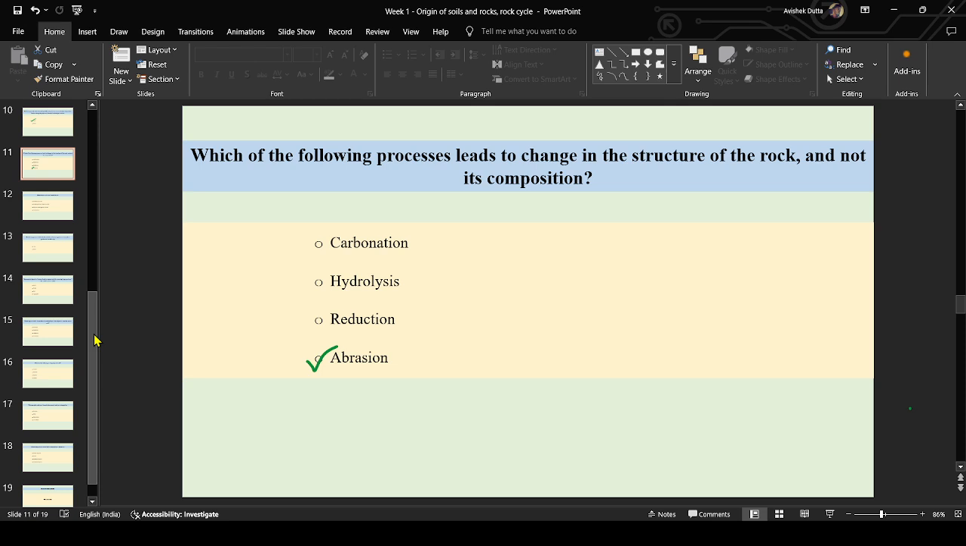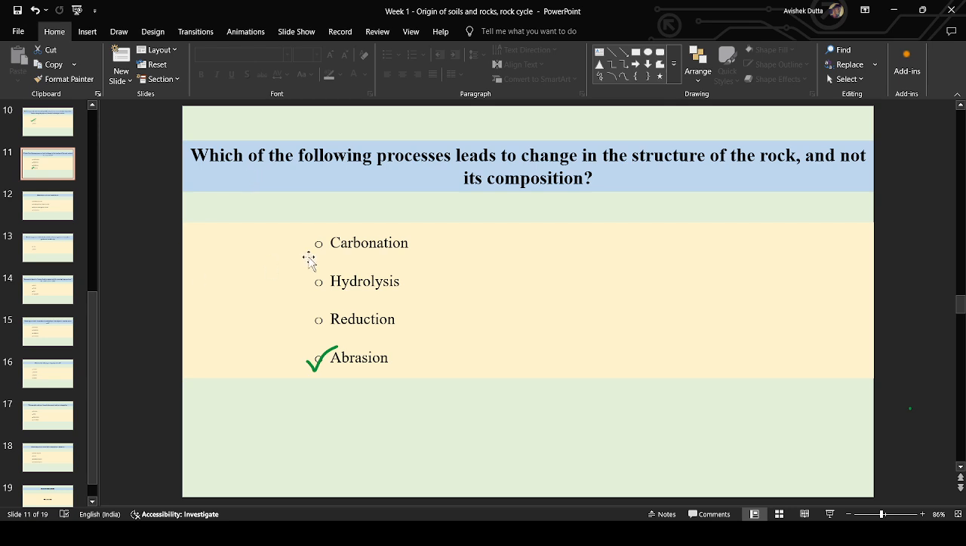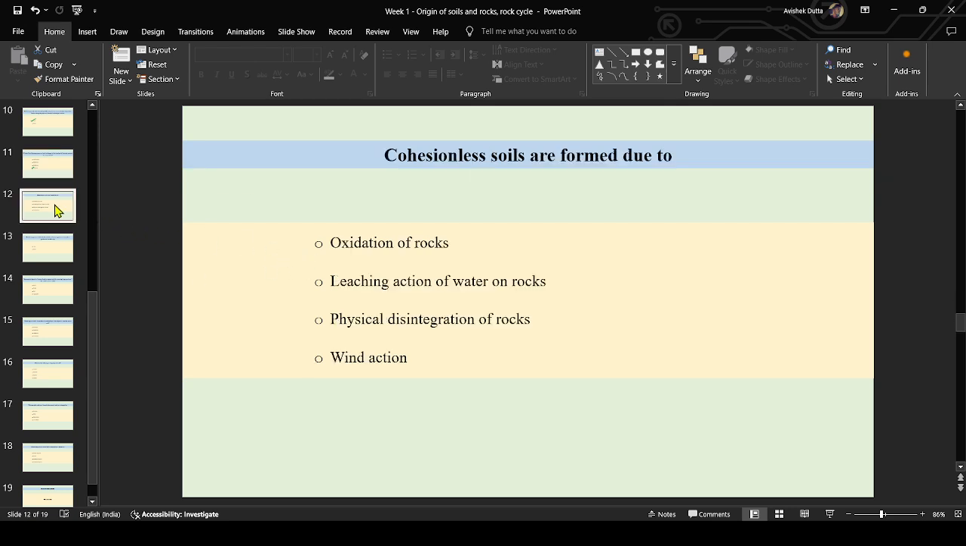Anyone having any doubt regarding this question? No doubt, sir. Okay, fine. Next question. Cohesionless soils are formed due to, what is the answer?